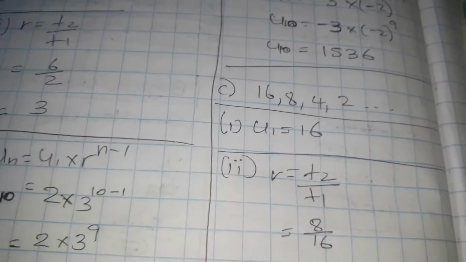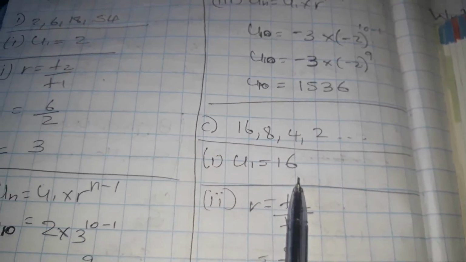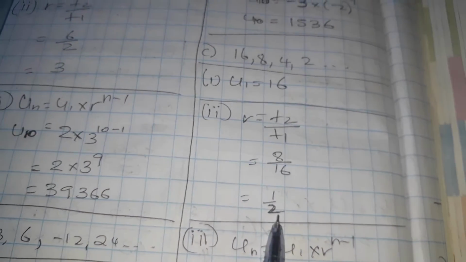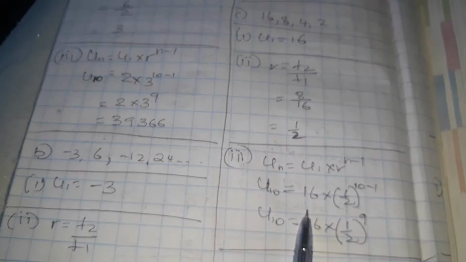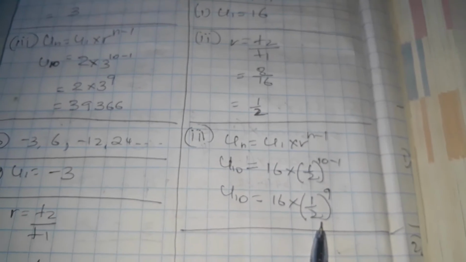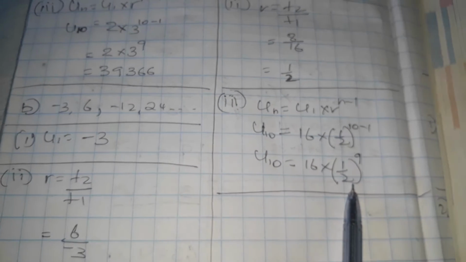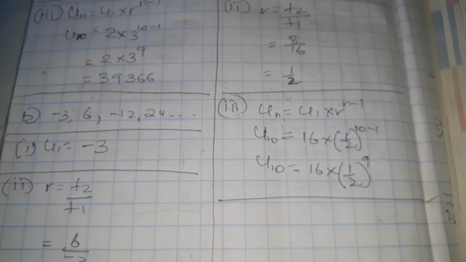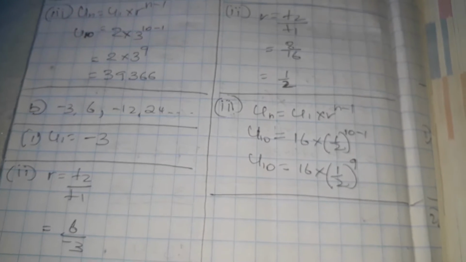Part C, my sequence is 16, 8, 4, 2. U1 is 16, the first term. The ratio is term 2 divided by term 1, 8 divided by 16, which is half. U1 times R to the power of n minus 1, 16 times half to the power of 10 minus 1, which is 16 times half to the power of 9. And then your value should be 0.03125. You can click that on the calculator and you will get the answer.